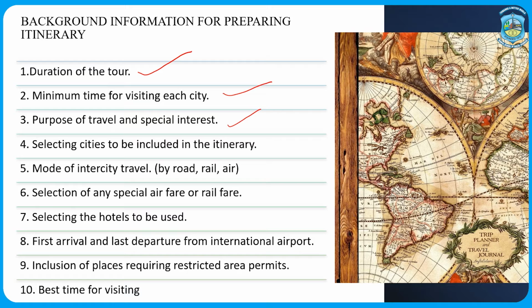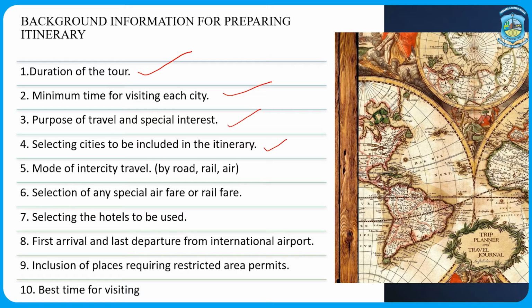Next is selecting the cities to be included in the itinerary. Yes, it is a very important thing. Like when you are going to visit Bhopal city, then you will be covering the nearby areas. So, which cities you want to visit in the nearby area are also included in the itinerary.